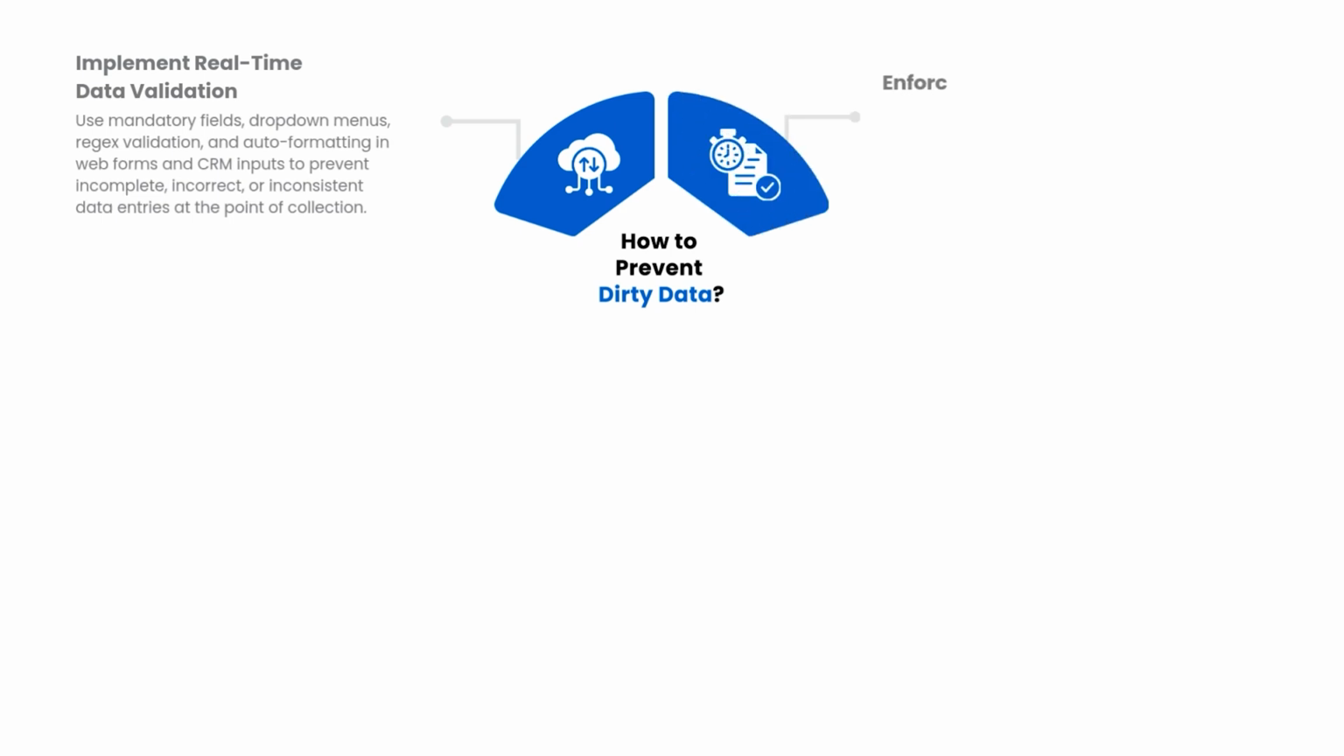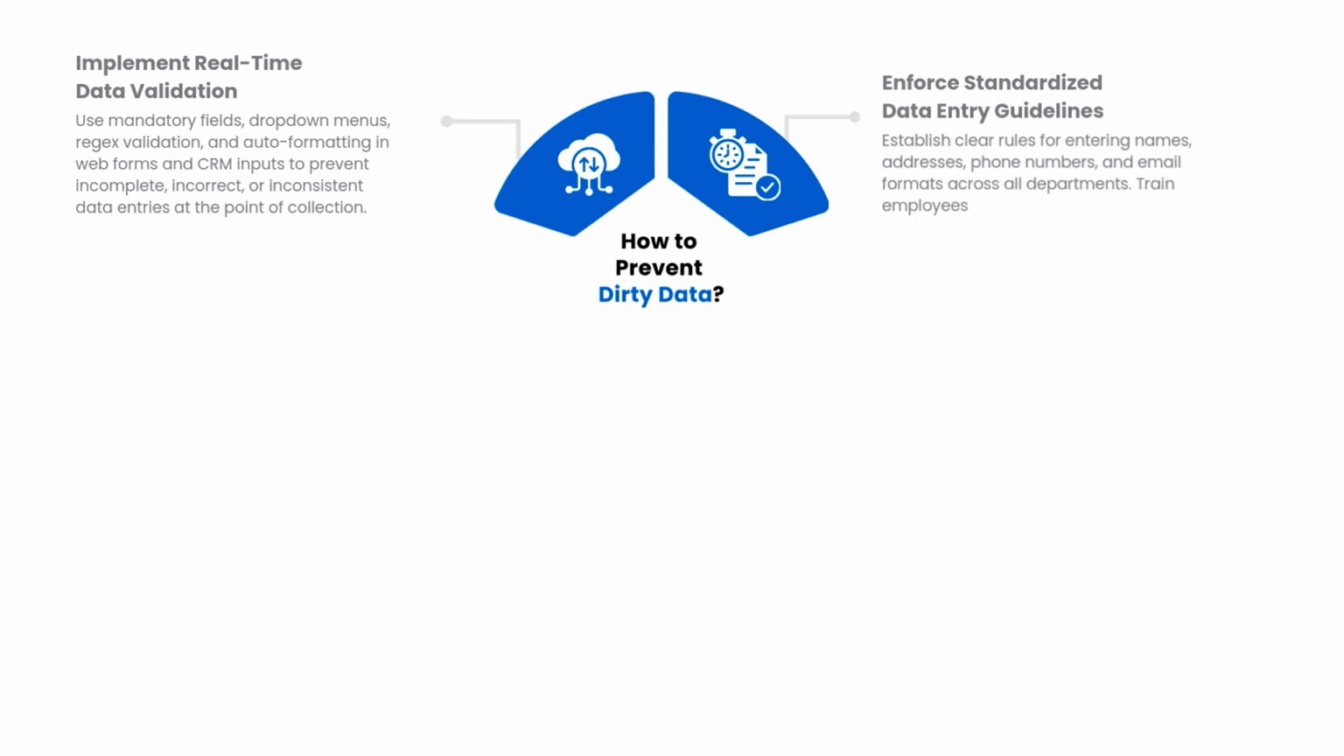Second, enforce standardized data entry guidelines. Establish clear rules for entering names, addresses, phone numbers, and email formats across all departments. Train employees and automate enforcement through preset data templates in CRM and databases.